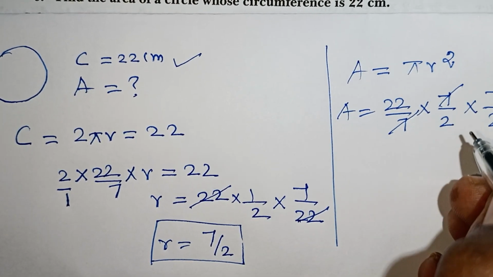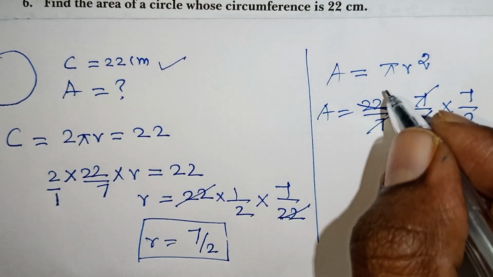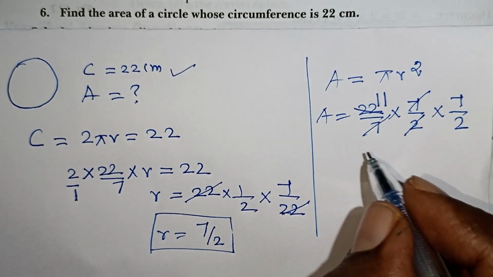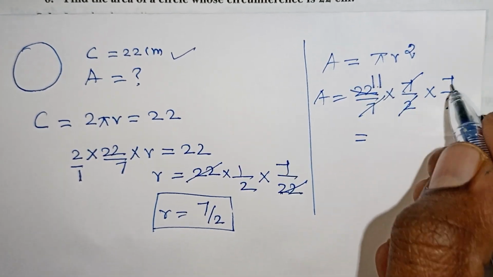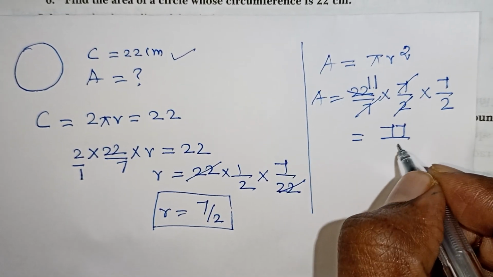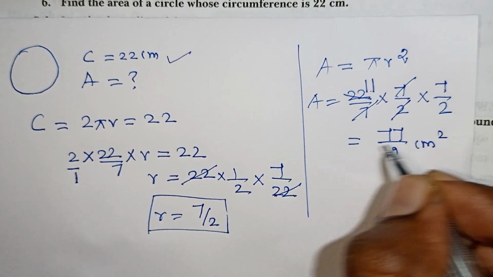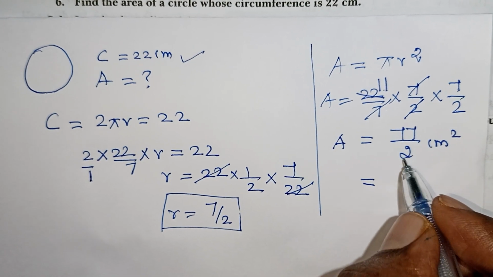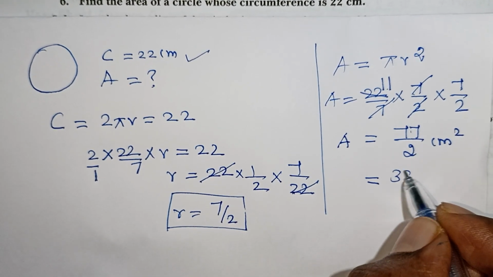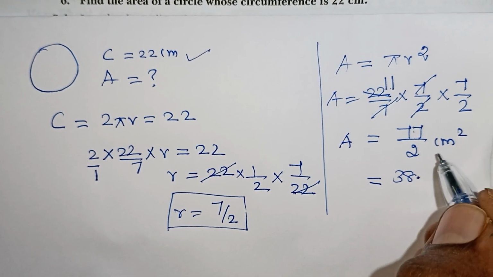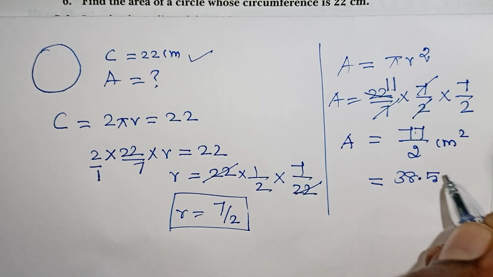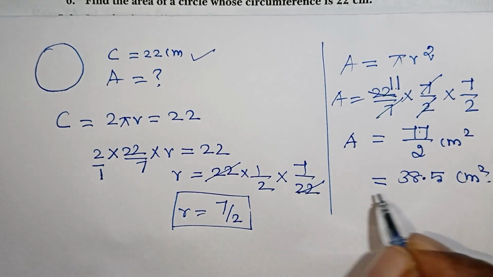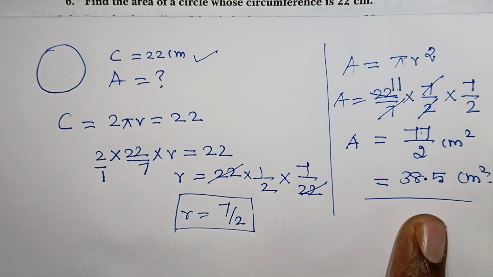This 7 and this 7 will get cancelled. This 2 and this 22 will be 11 times. So the remaining terms, 11 into 7, will be 77 by 2 centimeter square we can write. This is the area value. If you want, you can make it into decimal also. 3 2s are 6, balance 1, 8 2s are 16, balance 1, 0.05. So 38.5 centimeter square will be the area of the given circle.